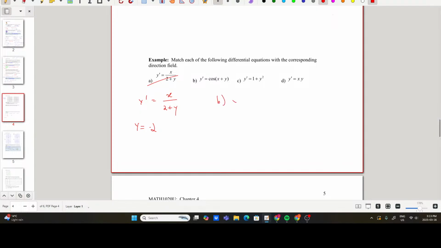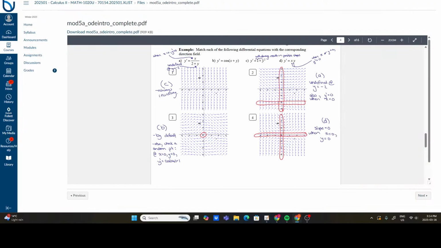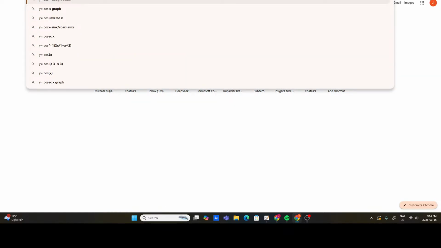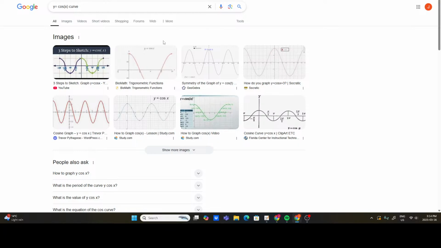Trig function, we have y prime equals cos x plus y. The way I like to think about it, I want to look at a cos curve. Potentially not really worry about this for now, but let's look at a cos curve. Let's say y is equal to cos x. If we look at the y is equal to cos x curve, it's like a bell. So it goes up, down.